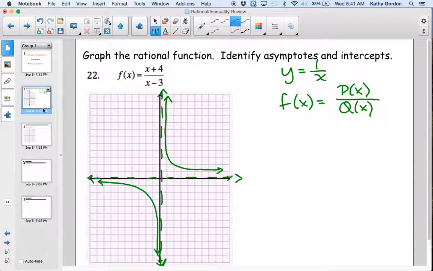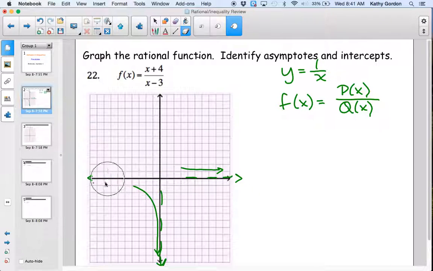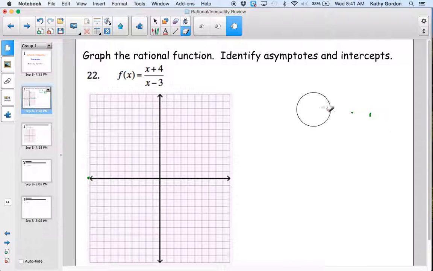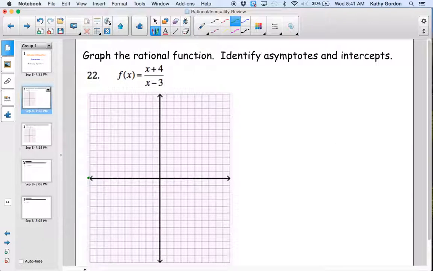So, if we... I don't remember which one is what. No, that's not going to do it. Alright, we'll just do it this way. Big eraser. So if we go with what's actually here for our function, we're looking at x plus 4 over x minus 3.